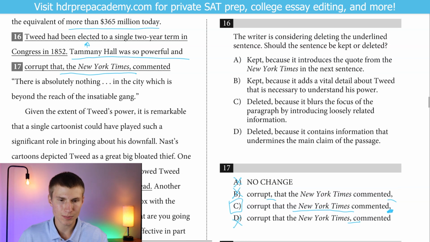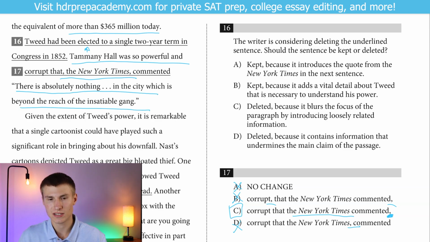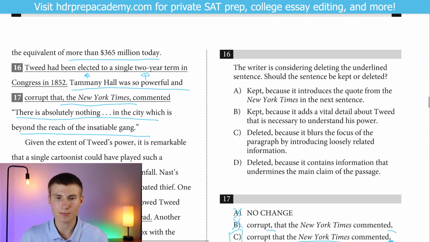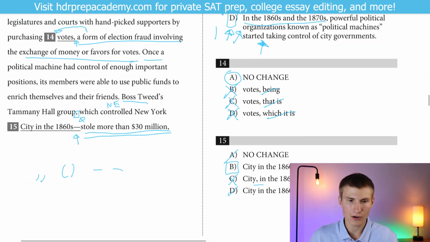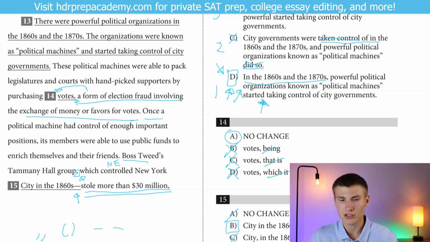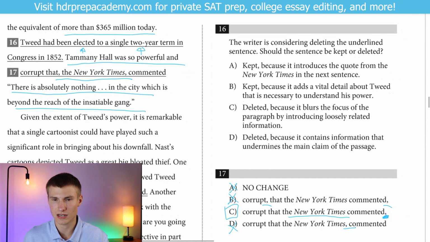Now, going back up to question 16 here, we see that we close out the paragraph with "there's absolutely nothing in the city that is beyond the reach of the insatiable gang," followed by "he was initially elected to a single 2-year term in Congress." That's disrupting this conversation about the corruption that goes on, right? As we can see in this paragraph, we're really focused on talking about the corruption. We had already been talking about the 60s and 70s, so moving back to 1852 makes no sense here, right? It's blurring our focus with loosely related information. Okay, so that'll be our answer there.